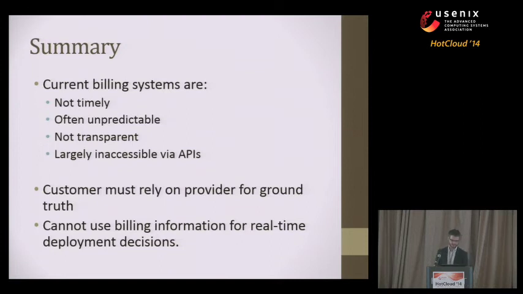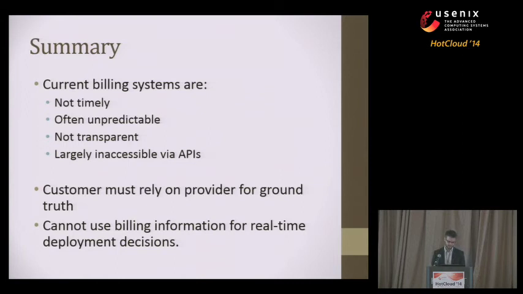So what does this all mean? I would say that in summary, we found that today's billing systems provide bills only after substantial delay, that the delay isn't predictable, and sometimes updates are not atomic. Key information about billing, such as instance lifetime timestamps, are not exposed to the customer, so they must approximate those timestamps by polling the API. And that's not only inaccurate, but it's also inefficient for the provider and the customer.